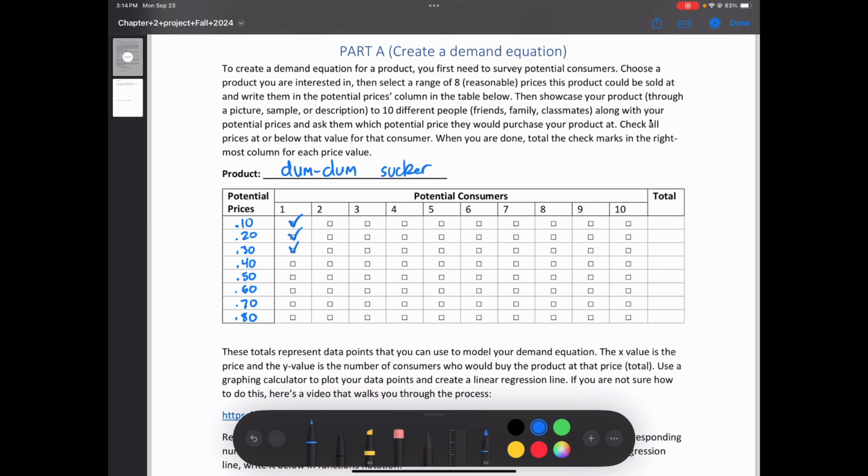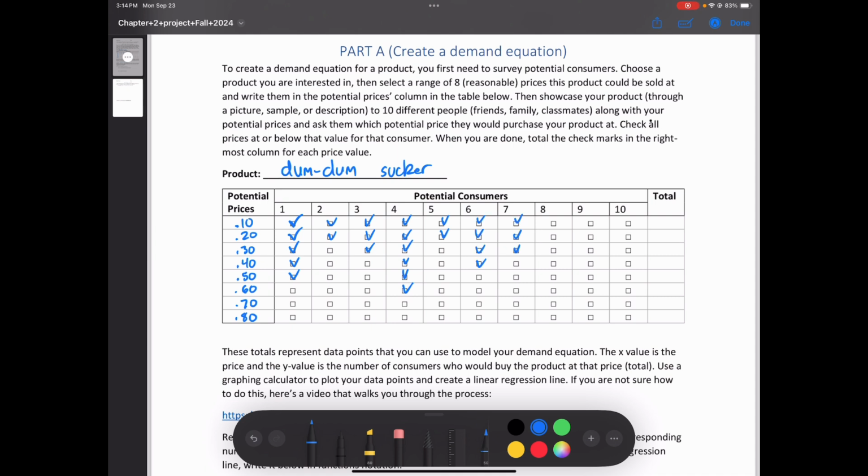You'll keep doing this until they reach a point where they say, no, I'm not willing to buy a Dum Dum sucker for 60 cents. I'm not spending 60 cents on a sucker. And then, of course, from there on out, they're not going to be willing to spend 70 cents or 80 cents. So I can stop there for that consumer. Well, you'll do this 10 different times for 10 different people.